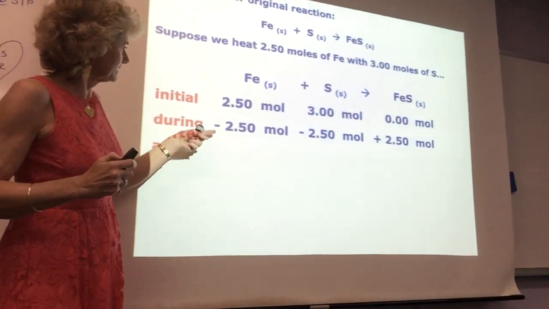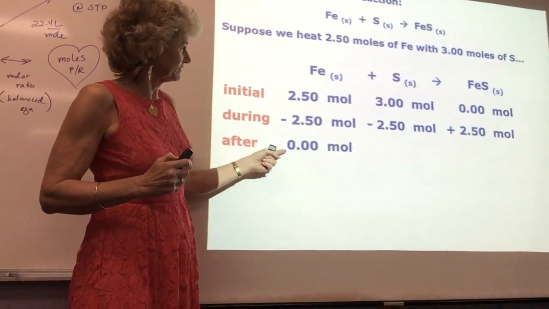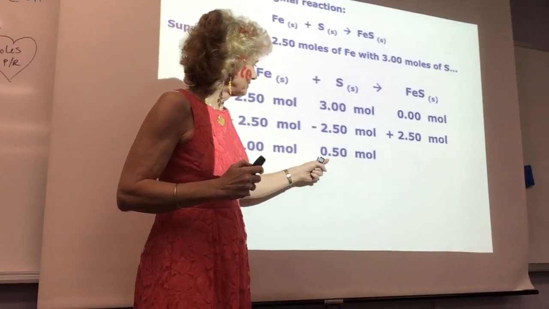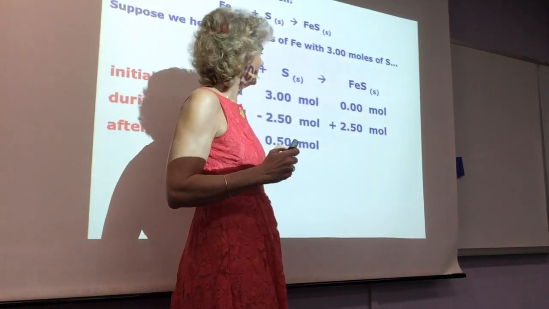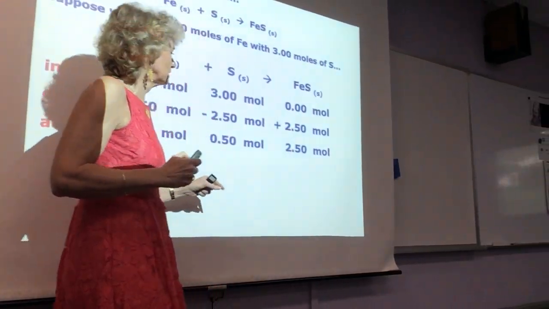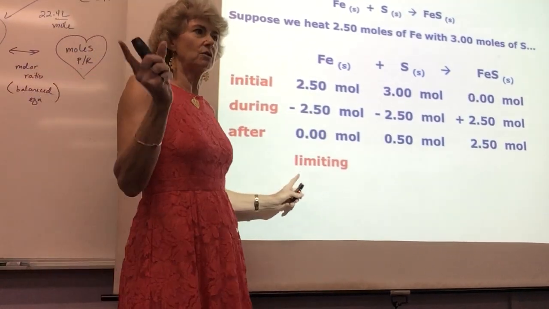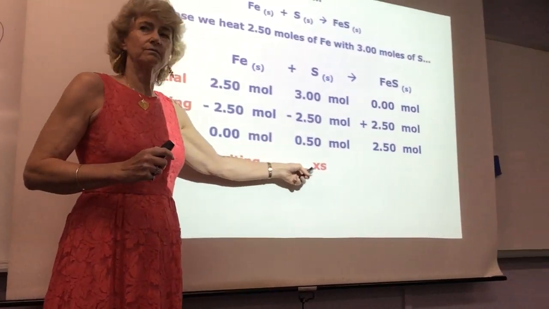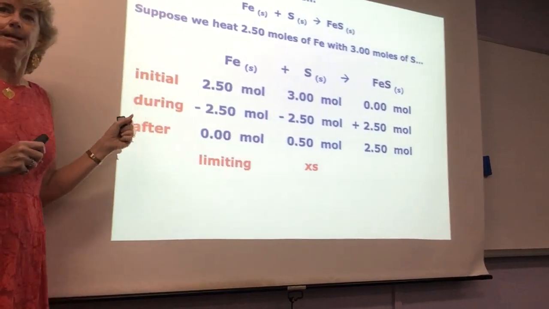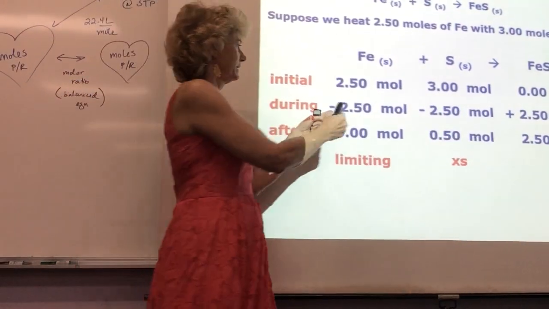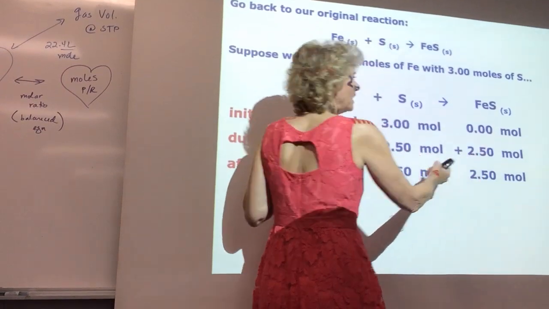And then you just add these up. 2.5 minus 2.5 is 0. 3 minus 2.5 is 0.5. This is what's left over. And you just have 2.5 and 0. So we call this limiting, LR. Everyone who knows what LR is, an excess. Okay? So it is our LR right here that determined the product.